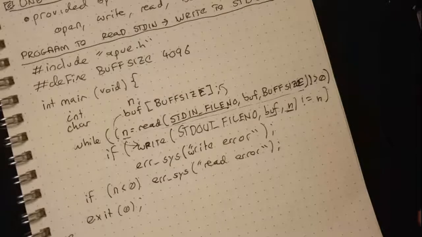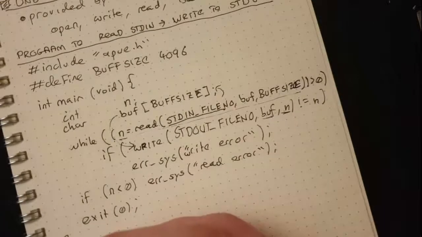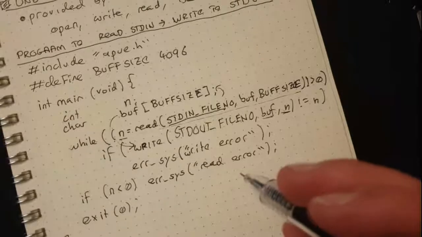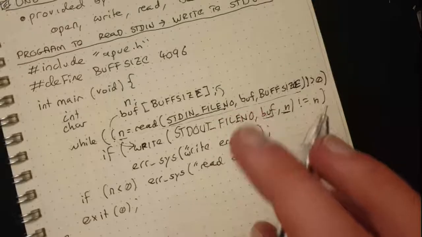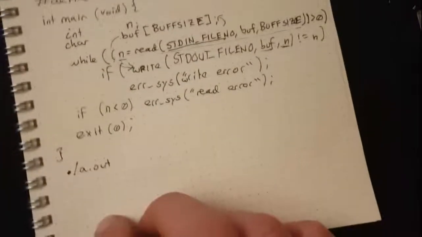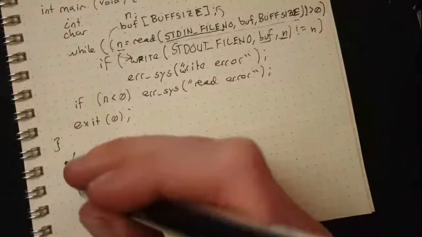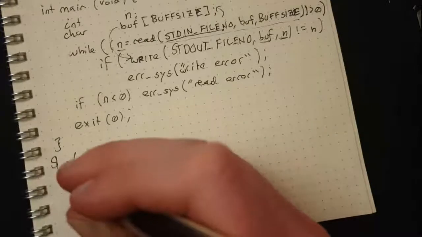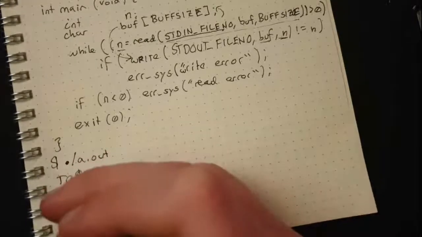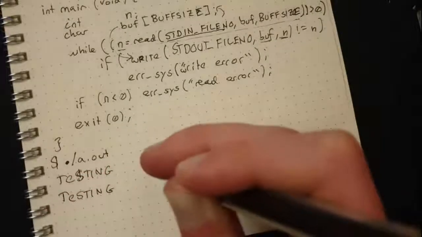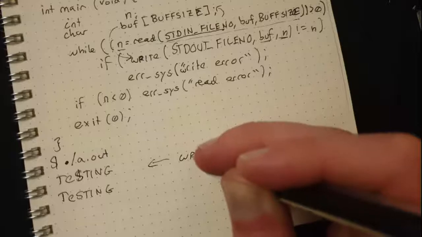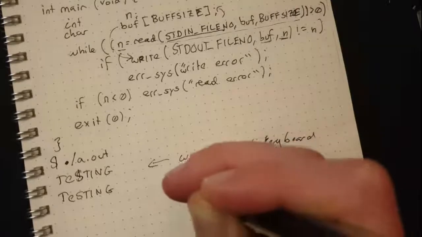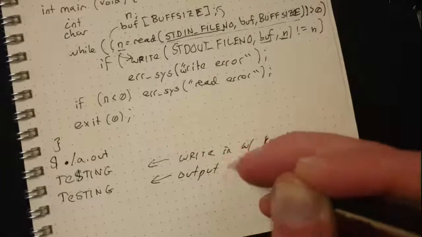Now we could compile this program, and we can do ./a.out, and that would basically just, you write a line, and then it outputs that exact line. Testing, and then it would just write testing. Write in with keyboard, output by terminal.